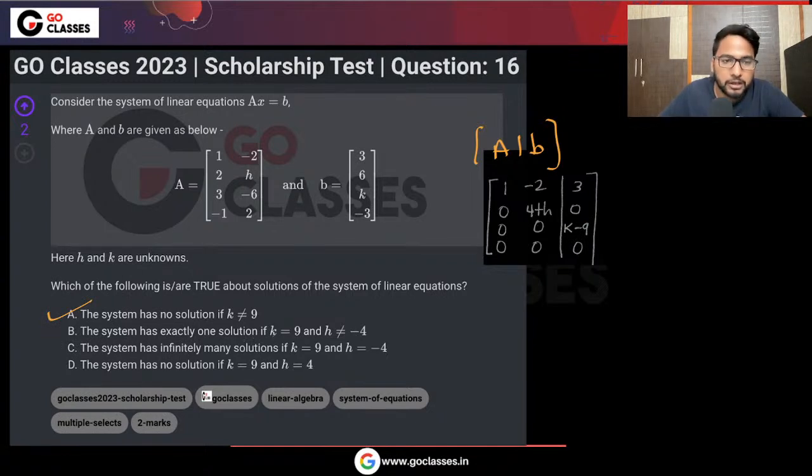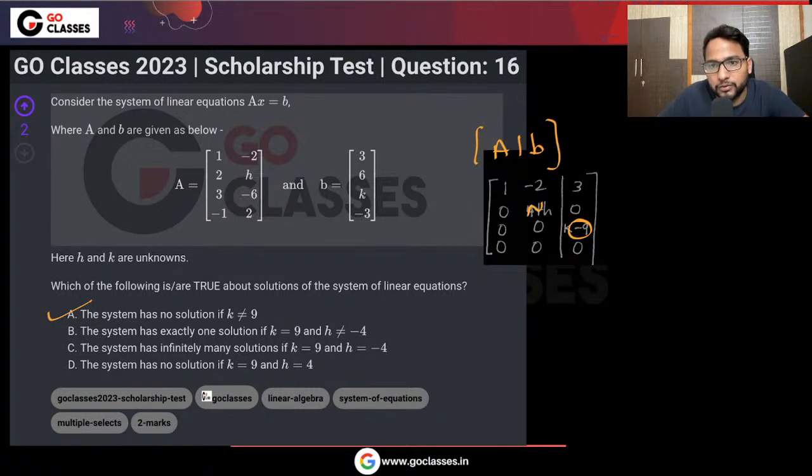So the second option says the system has exactly one solution if k is equal to 9. If k is equal to 9, which means it will be 0, and h is not equal to -4, which means it is non-zero. So it will be exactly one solution. Yeah, I think it will be exactly one solution. You can even solve it.